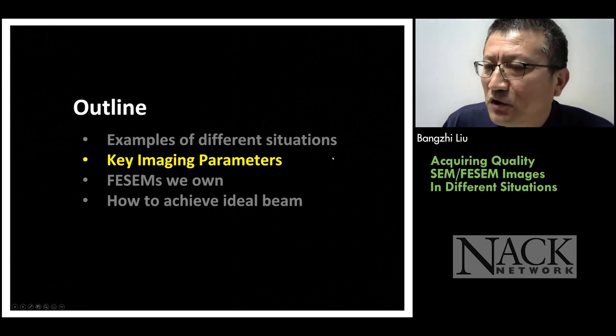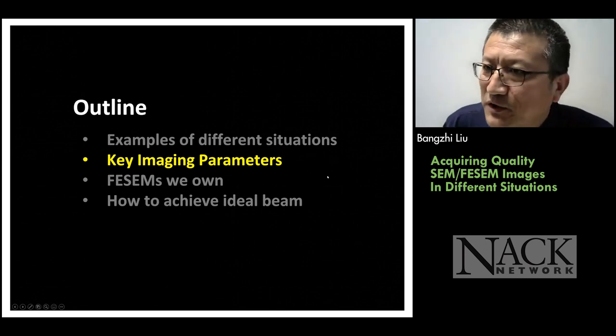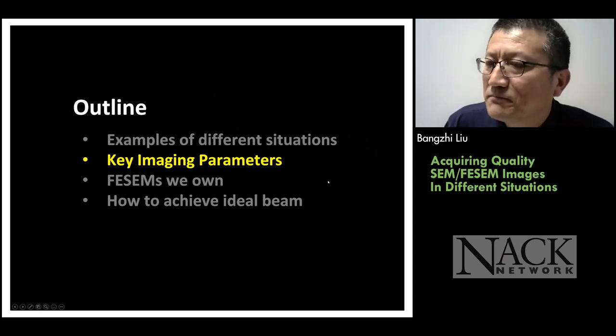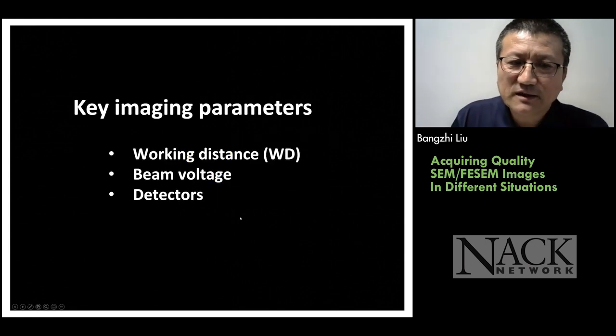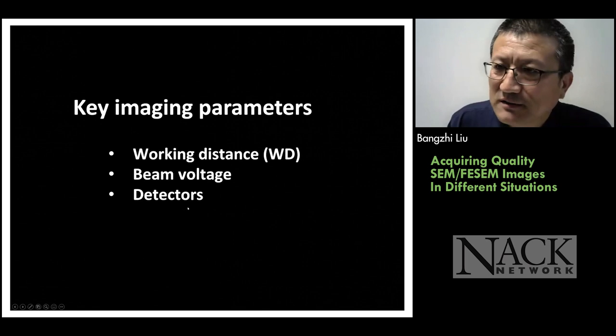When you image your own samples, because every sample is different, you need to pick your own settings. Hopefully you can understand them, then you can change the conditions for your samples. So those are the three key parameters we're going to talk about: working distance, beam voltage, and the detectors.